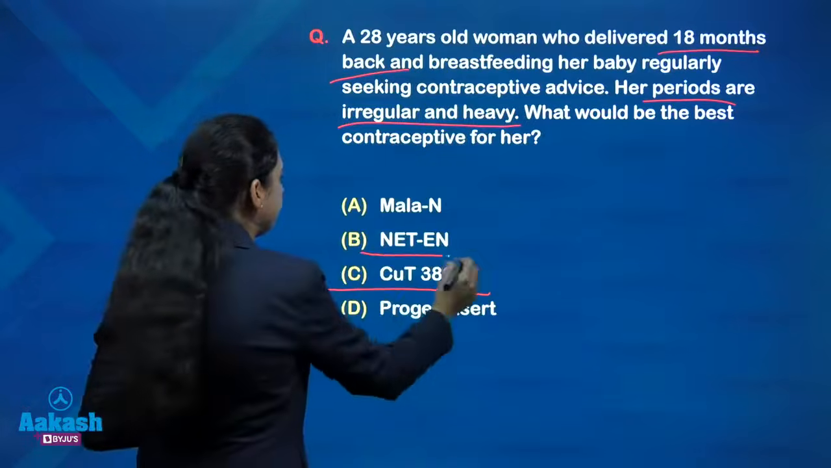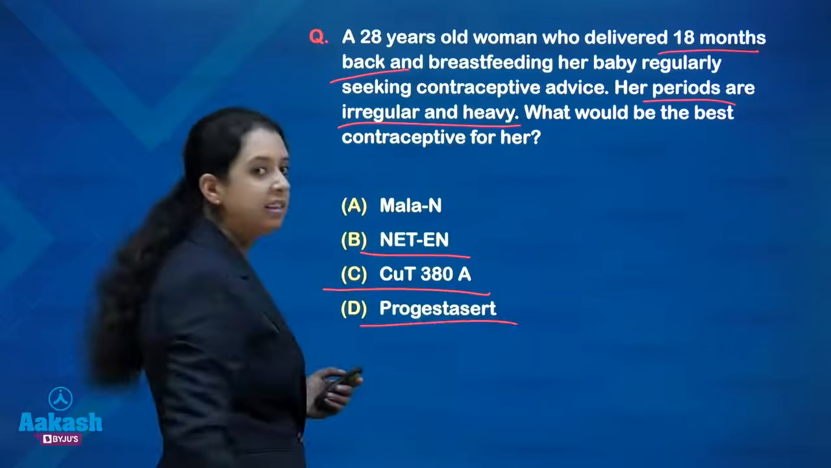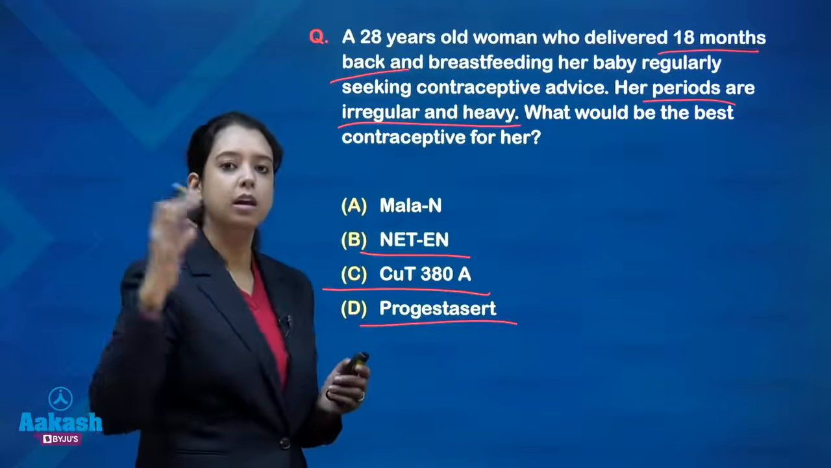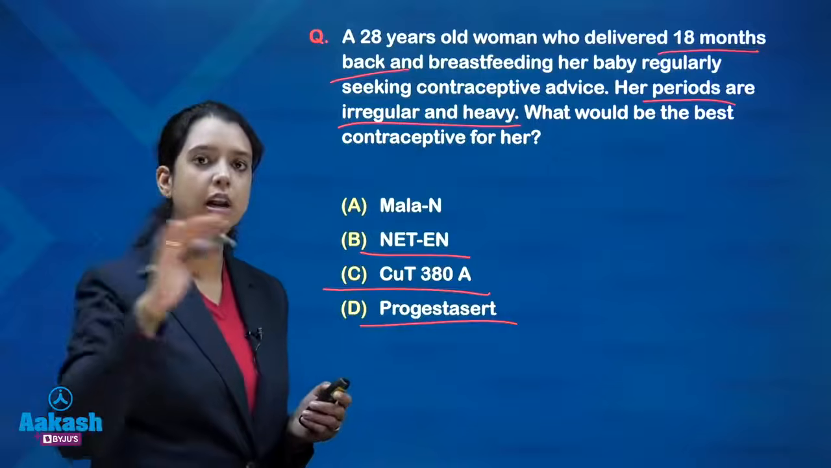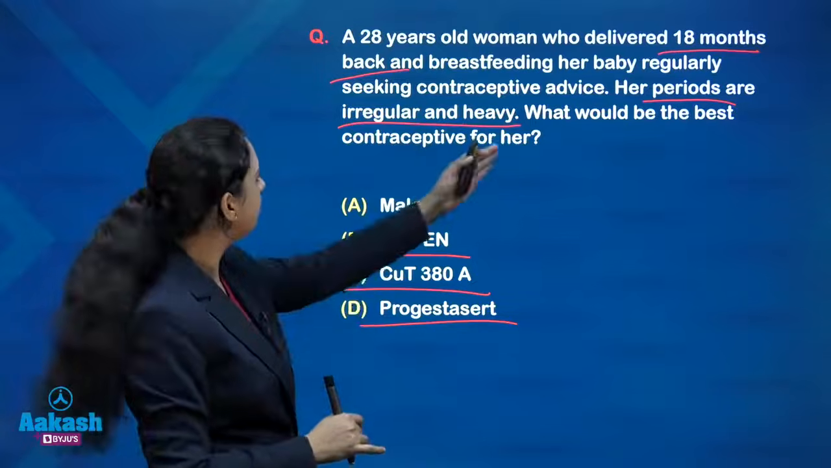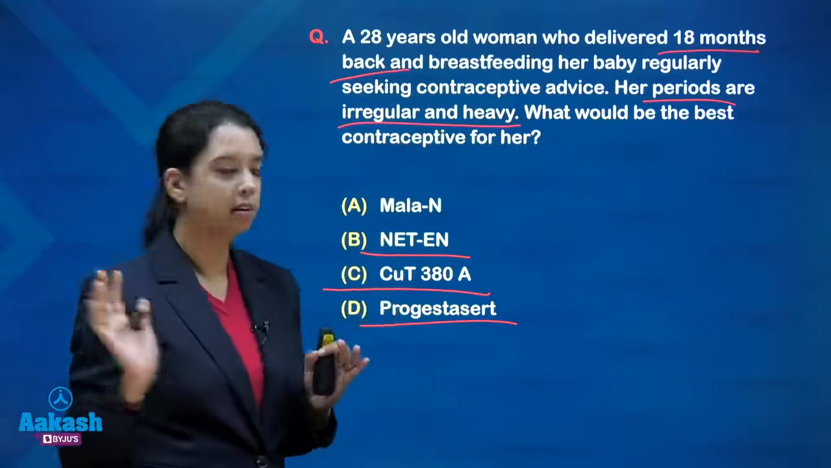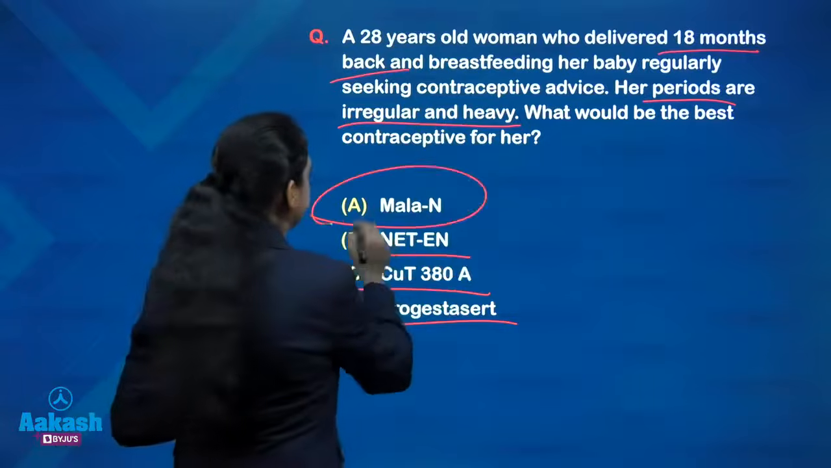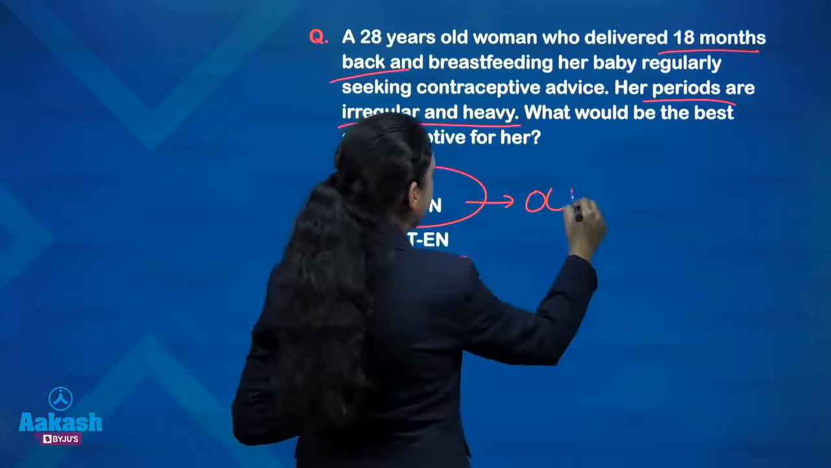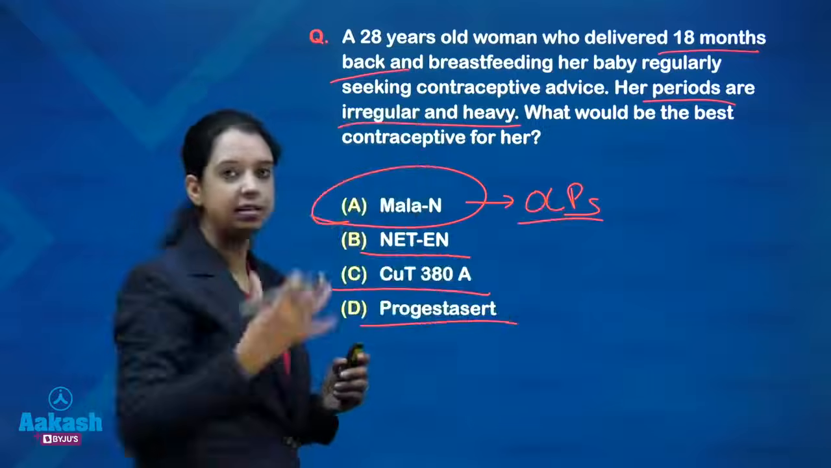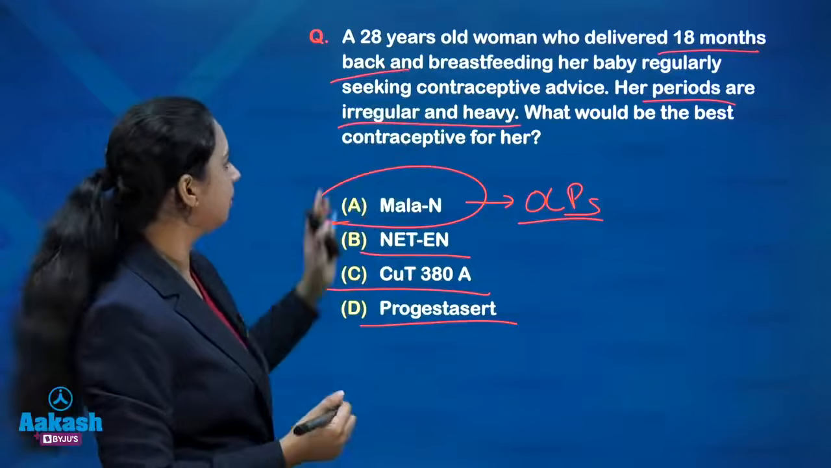Then progesterone pills or progesterone IUCD, progesterone releasing IUCD, they will make her completely amenorrheic and she will have off and on spotting. That will not make her periods regular and normal. The only thing that can help her in this case is OCP. So OCP will make her periods regular and decreased in amount. Okay. Since she is 18 months, she can use anything.